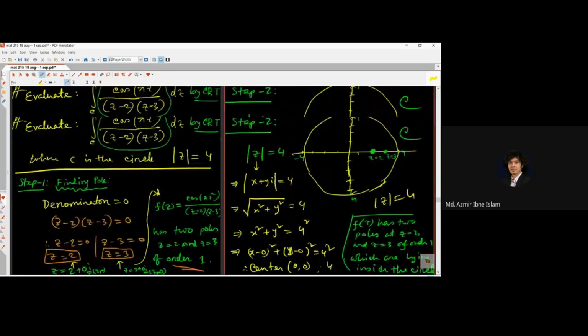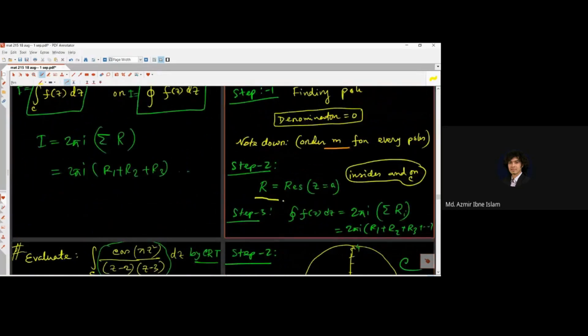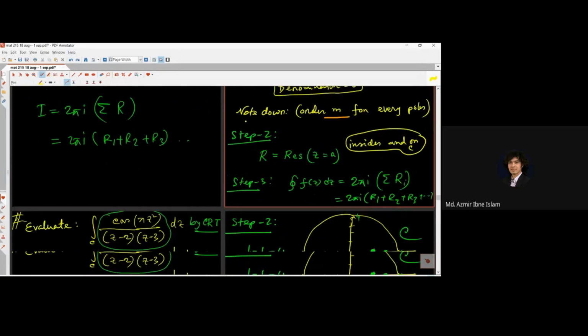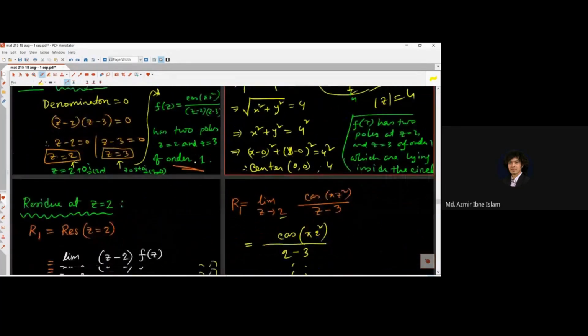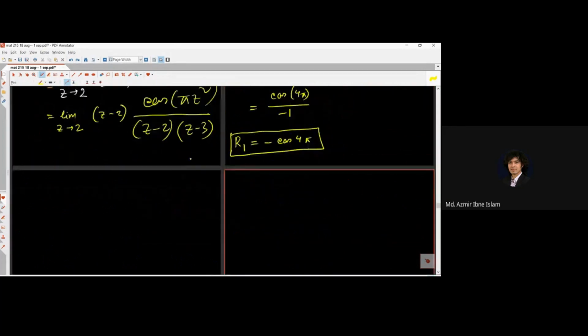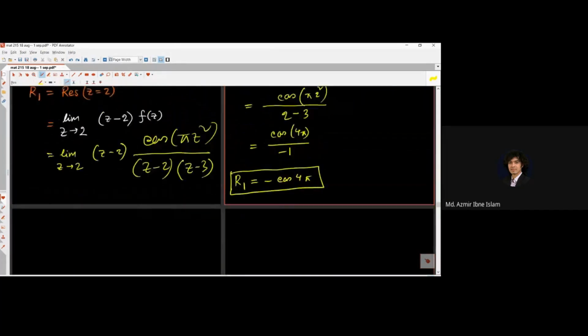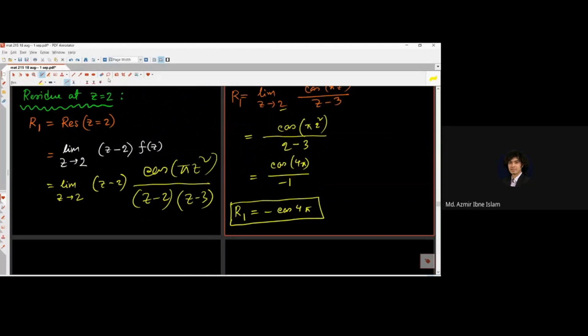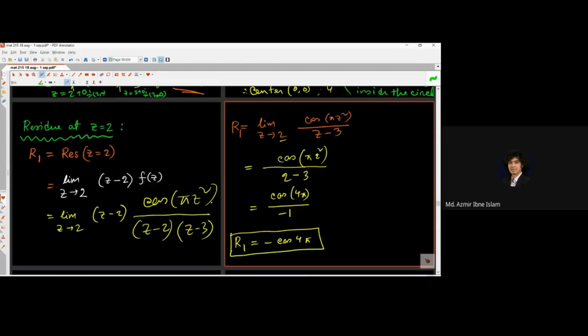We are still in step 2, because in step 2 we have to find the residues for all poles that are inside and on the circle. Since both points are inside, that's why we are finding the residues for both. Now the residue at z equal to 3. We have another point.